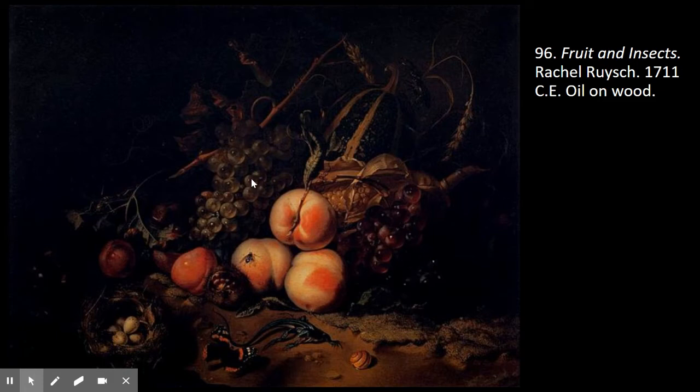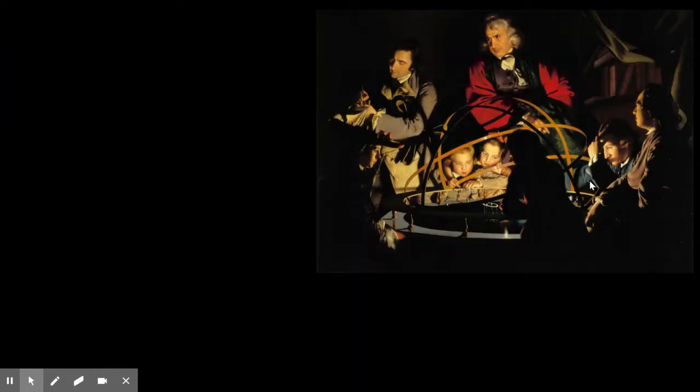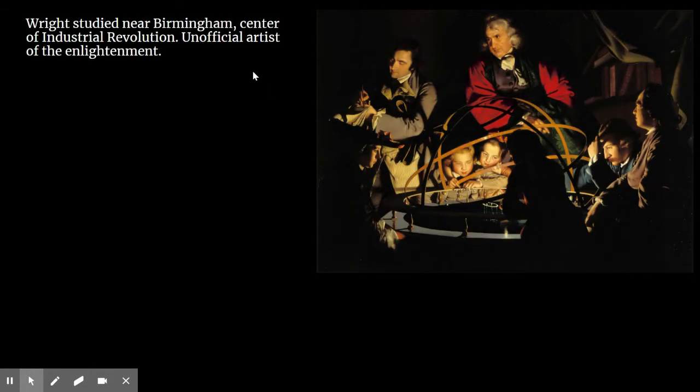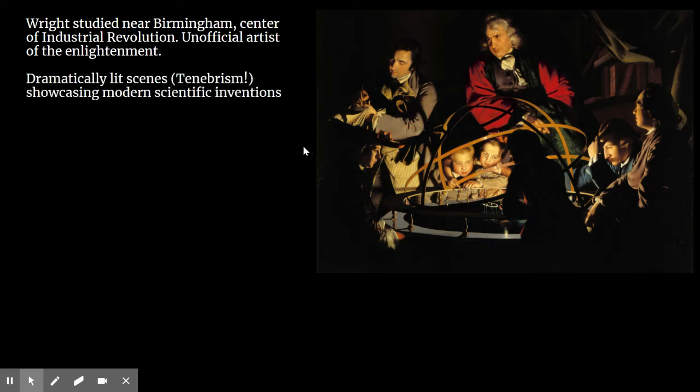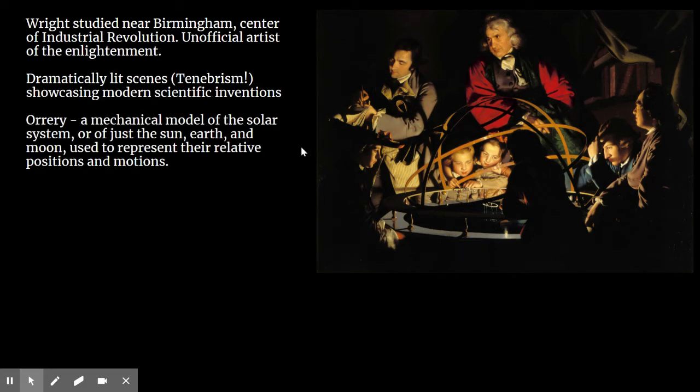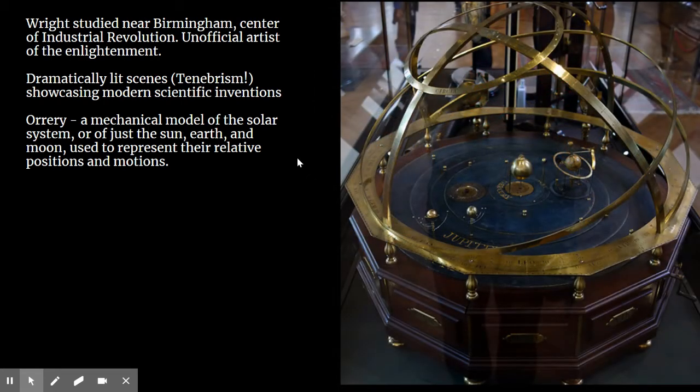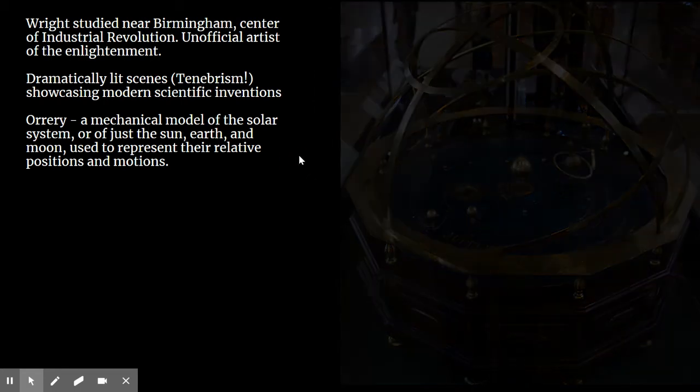The lighting may remind you somewhat of Rachel Ruysch's, who is also an Enlightenment thinking artist, but with Baroque style. So that should remind you of that. You can read this yourself. I'm not going to read it, but you should definitely read it. This presentation is available to you here. You need to know what an orrery is. I tell you what that is. Make sure you absolutely know what it is and what it does.